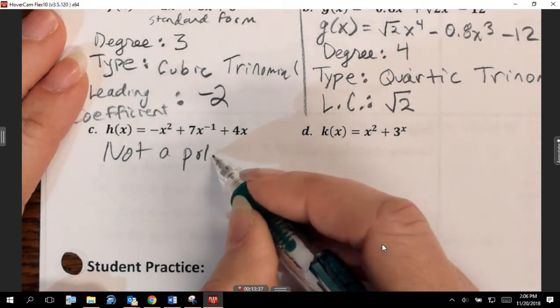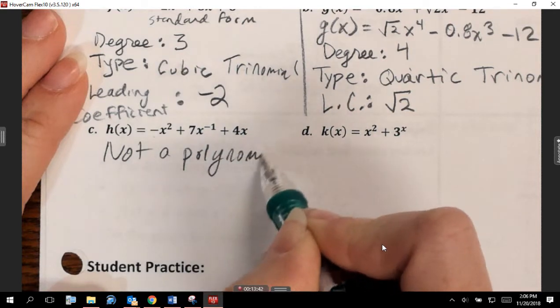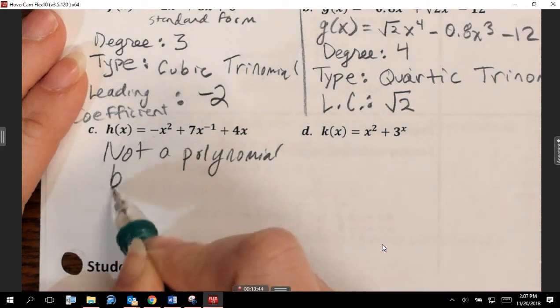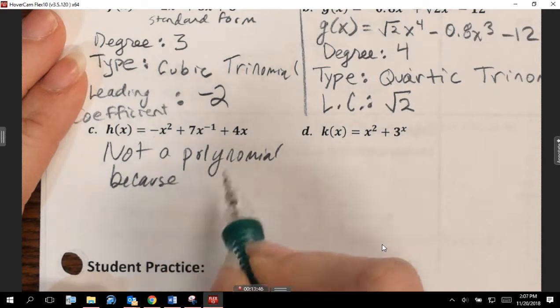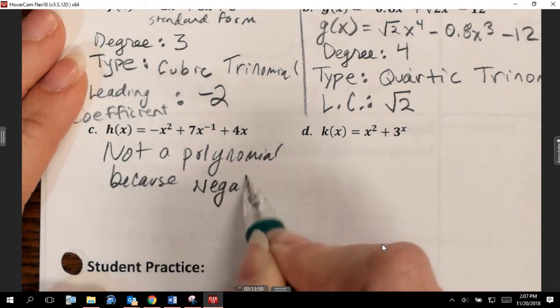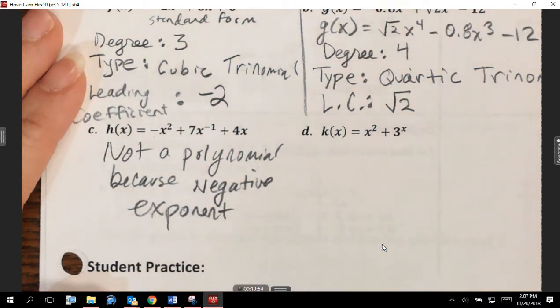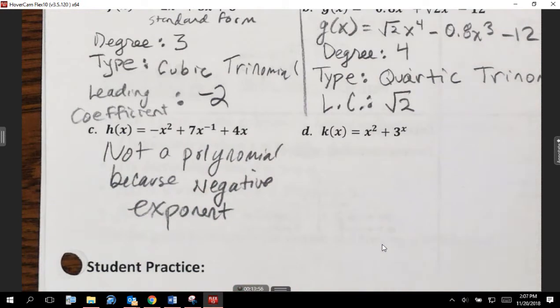But what do you mean because it has a negative? Because there's a negative in front? No, because the 7x is a negative value. Because it's a negative 1 exponent. Thank you. So then we don't have to answer any other questions because it's not a polynomial, it does not have degree, it does not have leading coefficient, all that fun stuff.